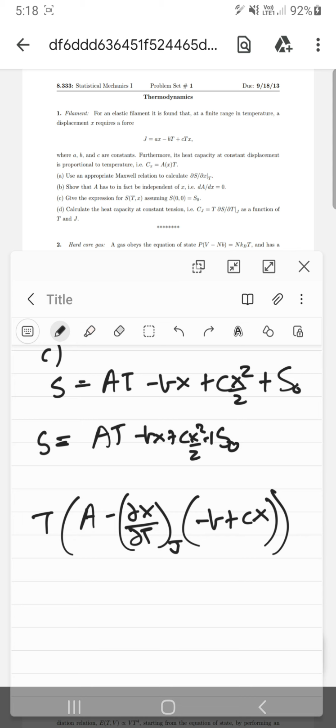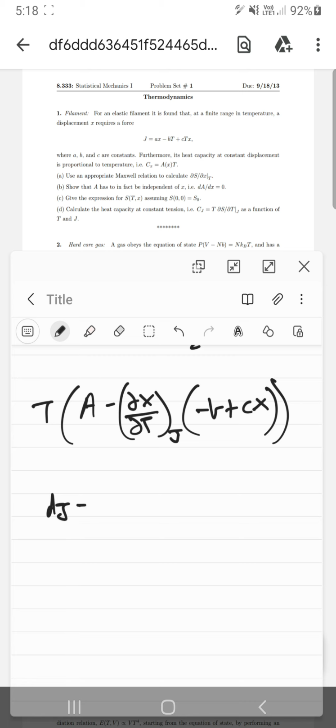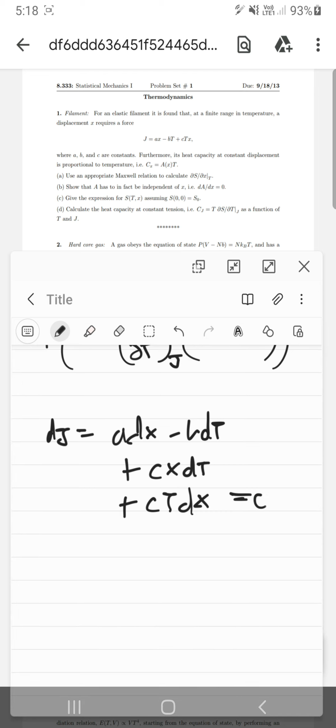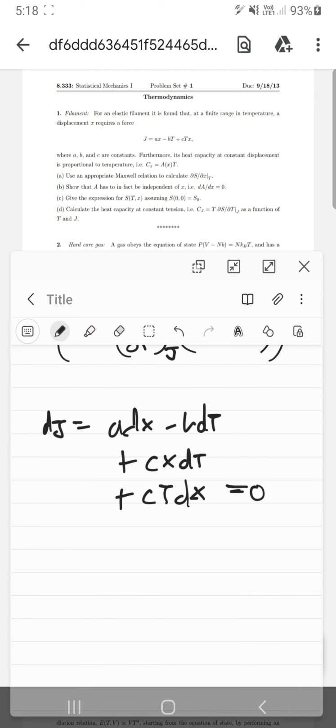Anyway, so first we just need this quantity. What's partial x by partial t at constant j? Right. So if you just figure out what dj is, that's a funny name. Anyway, that's just equal to a dx minus b dt plus c x dt plus c t dx, right? So if you set this equal to 0, then that is going to give you the dx by dt term. And so collect all of this stuff. It's got a plus ct, equal to b plus cx times dt over there.